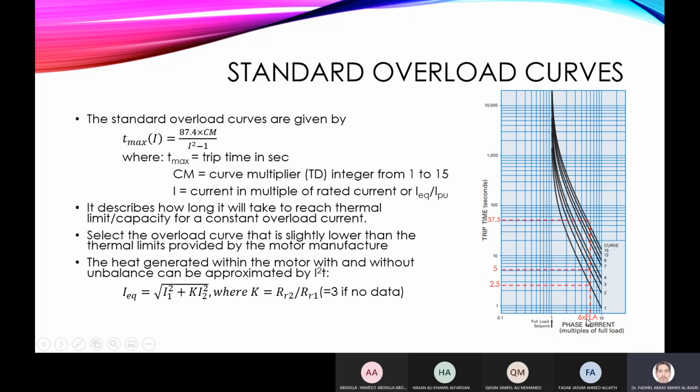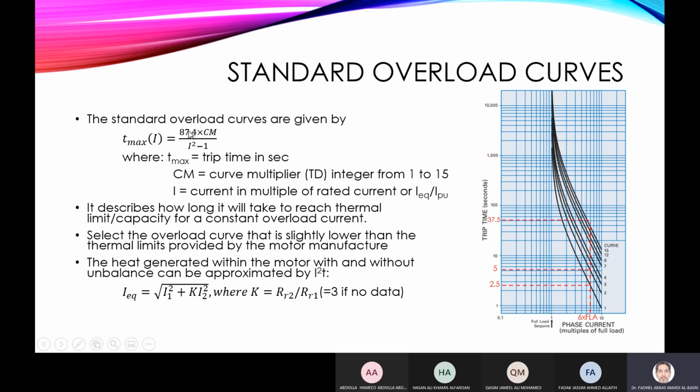So when the current is, let's say, 6 times full load, this is the situation when you have a starting current, and you don't want the overload condition to occur. Curve 1 will provide you 2.5 seconds. So for motors whose starting time is less than 2.5 seconds, fine; more than 2.5 means this overload will trip. This is the tripping action by the overload. If you take curve 2, it provides a 5-second delay. If you take, let's say, curve 15, it provides you 37 seconds delay.